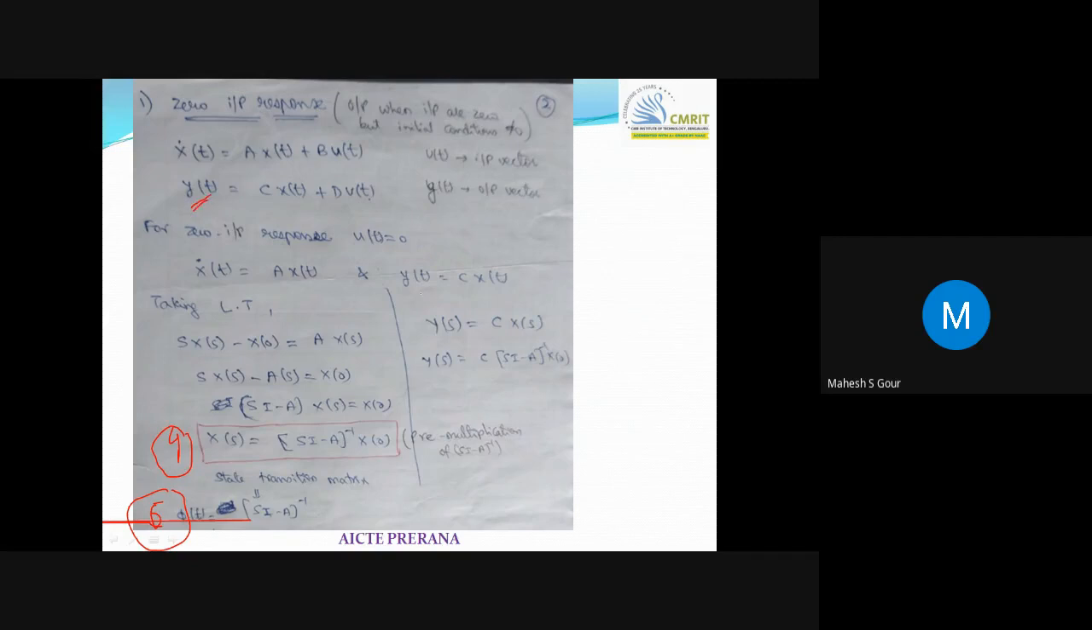So when I take the Laplace transform for this, what I'll be getting is y of s equal to c into x of s, right? So x of s you can find here and substitute here. That will also do the job, right? So when I substitute here, c into (si minus a) inverse x of 0. I hope you have copied this fourth and fifth formula.